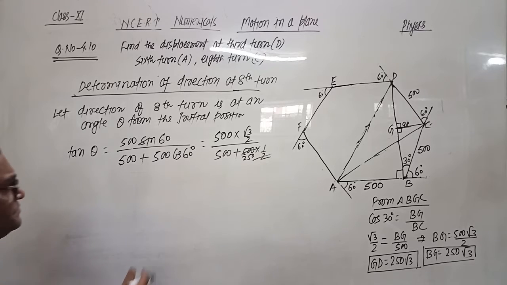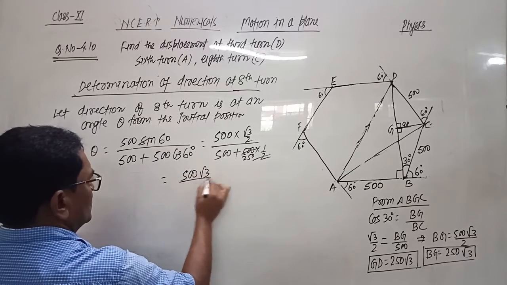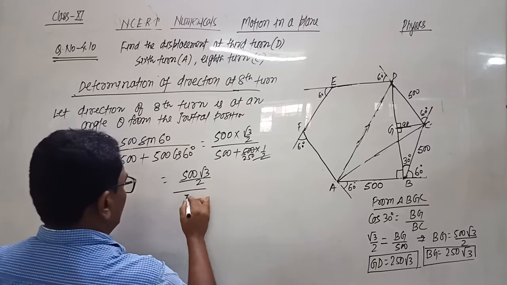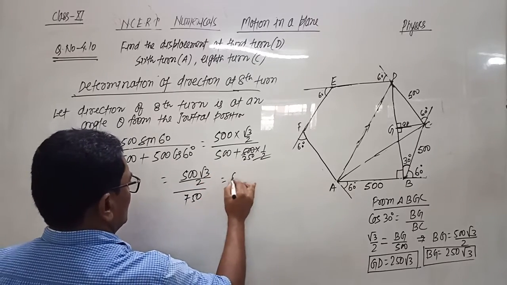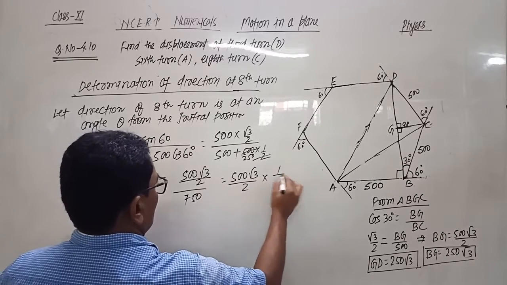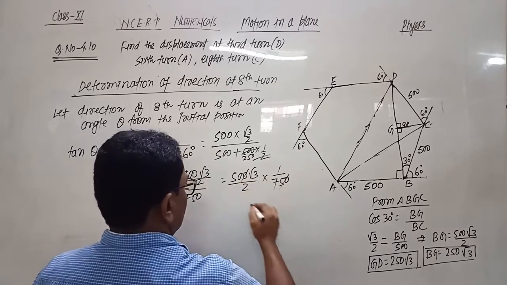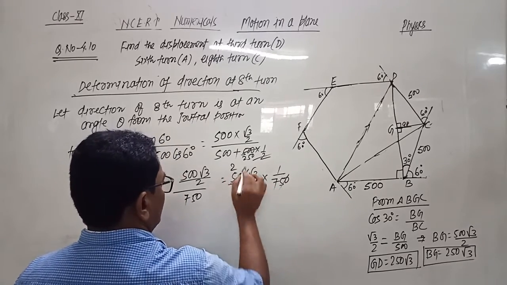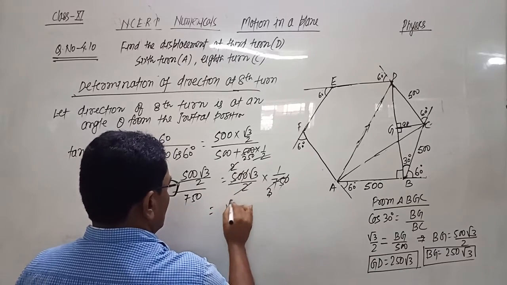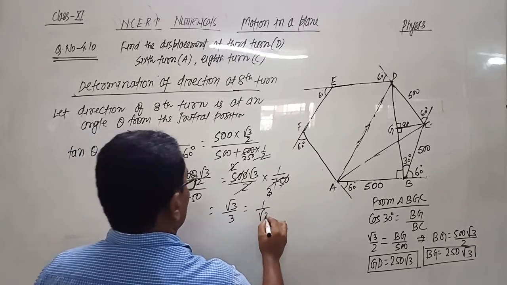So we get 500 root 3 by 2 upon 500 plus 250, which is 750. So 500 root 3 upon 2 into 1 upon 750. So we get 25, 2 ja 50, 25 3 ja, and 2 cancel. So root 3 by 3, which is written as 1 by root 3.